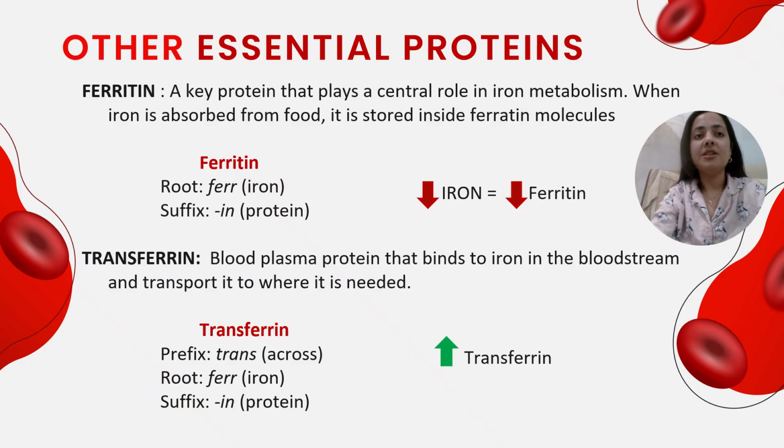Another important protein is transferrin. It is a blood plasma protein that binds to iron in the bloodstream and transports it to where it's needed. In case of iron deficiency, transferrin levels usually go up because the body is trying to capture and transport as much iron as possible.